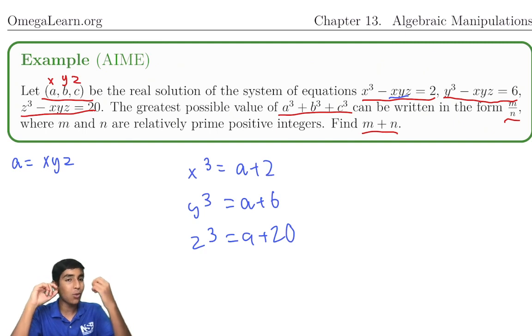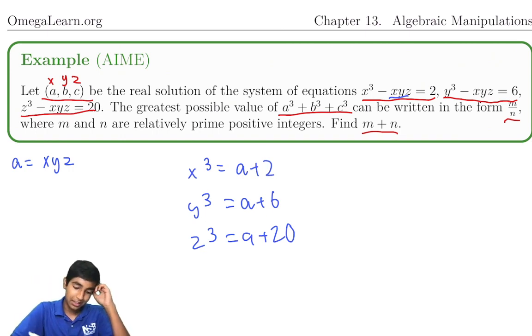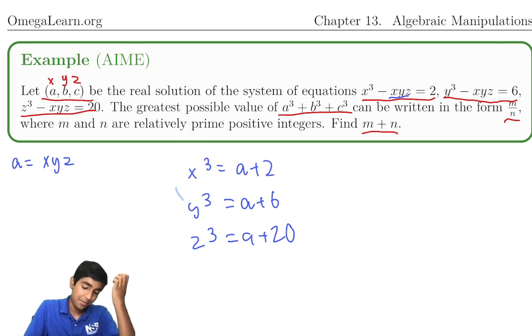We know a is xyz. How can we construct another a term and get rid of these x, y, and z terms, so our equation can only be in terms of a and nothing more? Well, a involves x, y, and z, and we've got x, y, and z terms here. We'll multiply them.